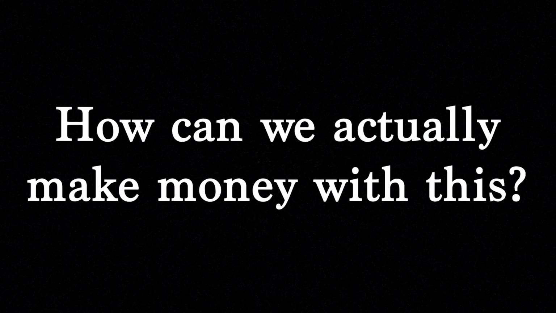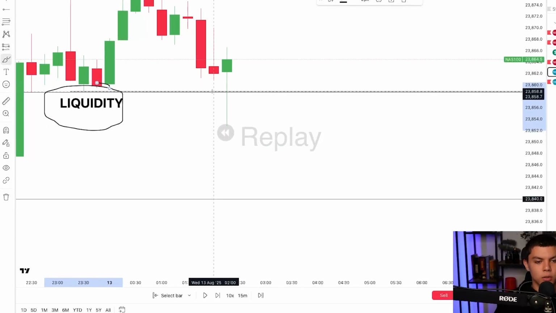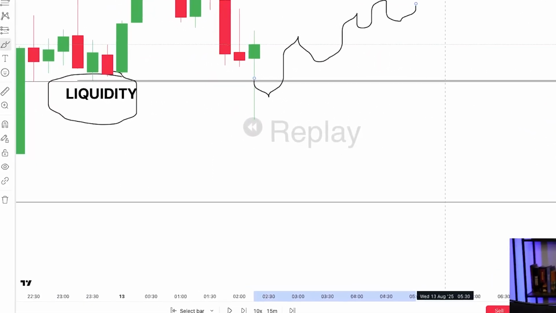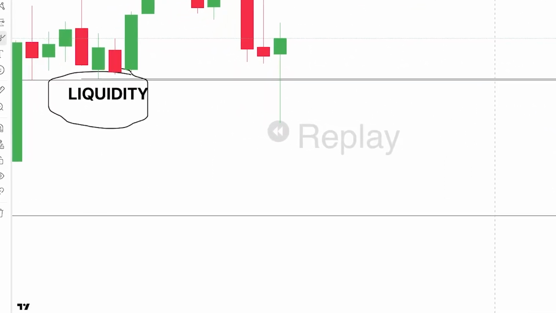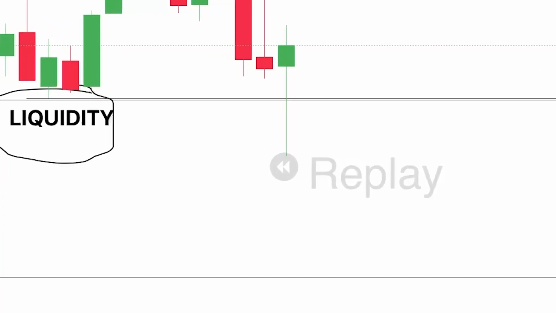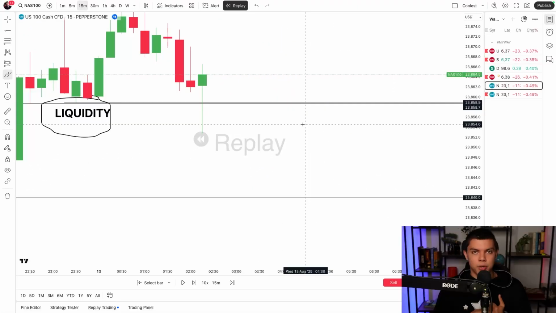Now the question you may be asking is, how can we actually make money off of this? How can we enter a reversal trade after a liquidity sweep? Well, let me show you. Once the liquidity gets swept, don't rush in and buy the markets immediately. You have to wait for two confirmations. Number one, a rejection candle that we saw right here. And number two, you have to wait for a market structure shift.